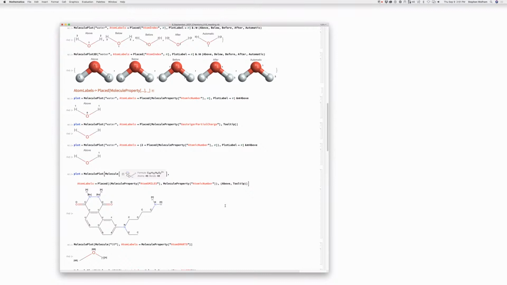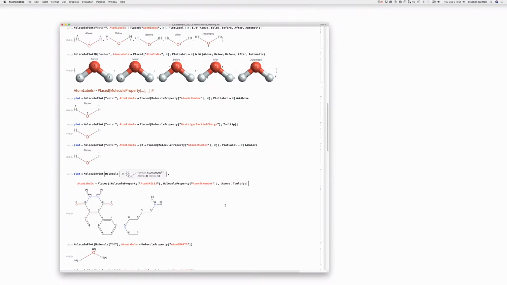What does molecule property do? Wait a minute. So this is... wait a second. That's a function, isn't it? Molecule property. That it's a wrapper. I mean, it's inert. Yeah. It's just a representation of the property.